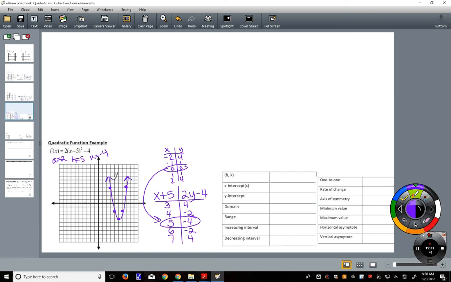And then kind of look at its shape. It's a little skinnier than our normal parabola, like more narrow, but that makes sense because we had that vertical stretching thing going on. Okay?